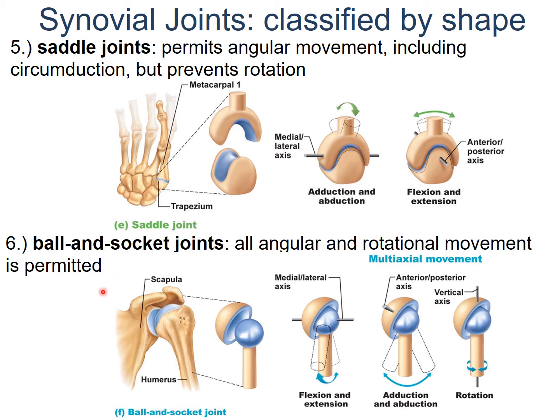And then we've got the ball and socket joint. So here you can do all the angular and rotational movements. That is permitted. So this occurs between scapula and humerus. So this is in the upper arm, two bones that you're going to see in your lab instructions this week. And so think of your shoulder. Okay, so with your shoulder, you have a great range of movement. You can do all the angular movements. You can do the rotational movements. You can do the circumduction. You have great range of motion with a ball and socket joint.